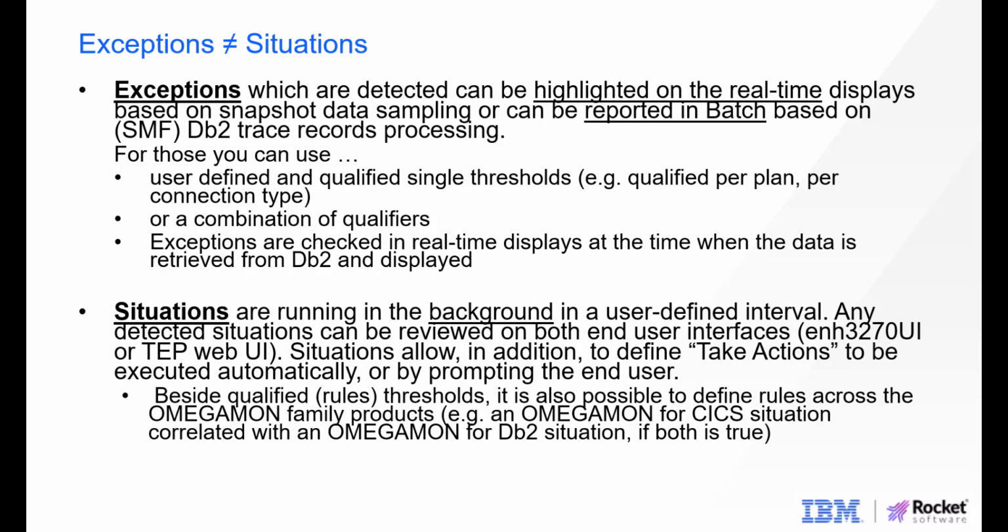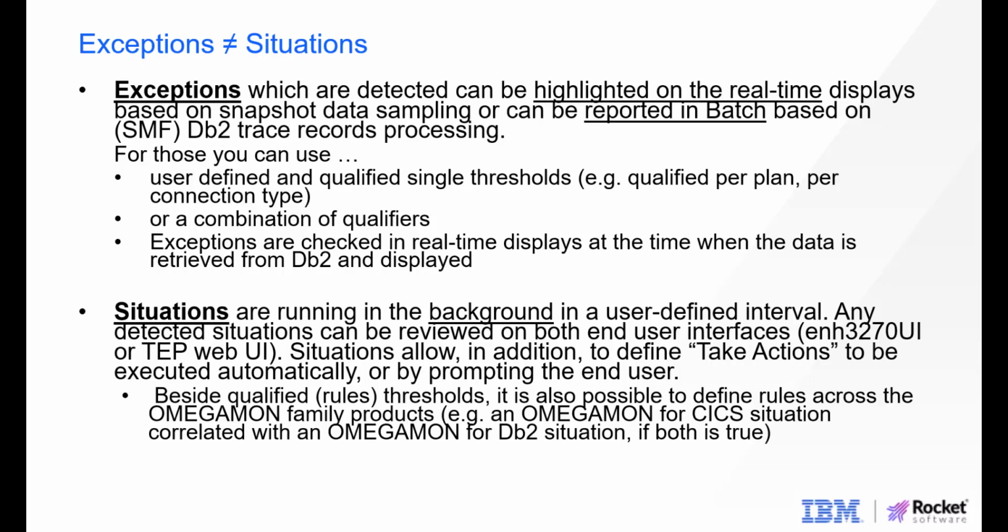Now, situation management in OMPE, on the other hand, is running in the background in a user-defined interval. Any detected situation can be reviewed on both end-user interfaces, the Enhanced 3270 UI and the Tivoli Enterprise Portal. In the TEP UI, those situations will also pop up with a colored flag, red, yellow, in the system tree from where you can zoom in. As already mentioned, situations can also be defined with additional take action, either executed automatically and unattended, or the end user can be prompted to select and execute predefined take actions.